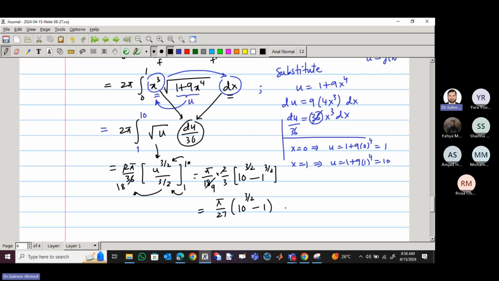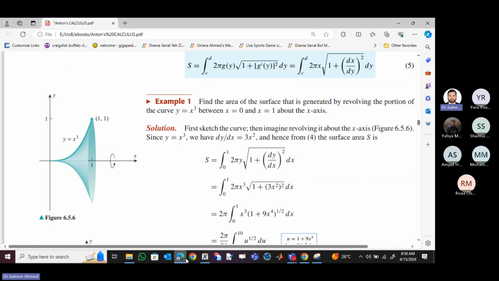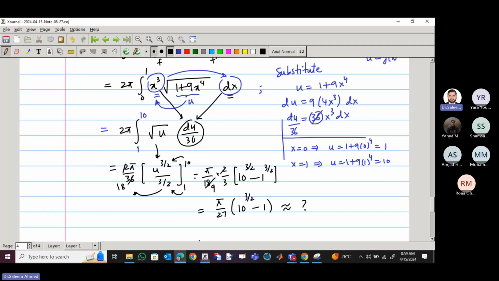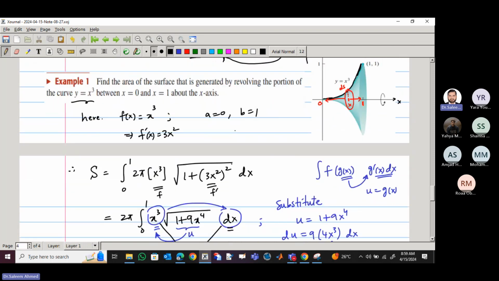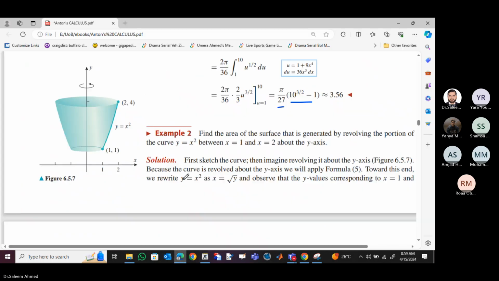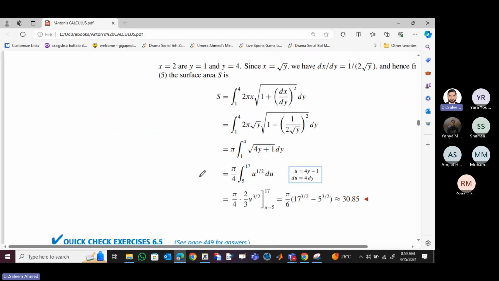So you can leave your answer like that. But if you use a calculator, you can write the number for that. Let's see what is the answer. 10 to the power 3 by 2 minus 1 into pi by 27. The same answer. And if you use a calculator, it is 3.56. You can stop here as well, no issue. This is also an answer, no problem. Okay. So see, if you know the formula, then it's not difficult. You just have to use the appropriate formula.